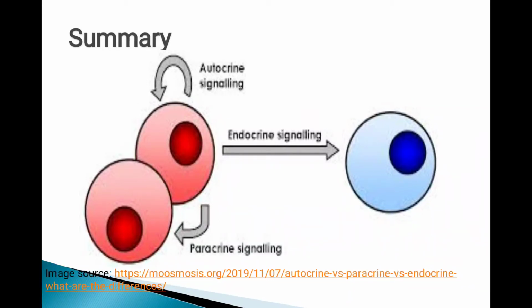The second is paracrine signaling, in which the sender cell sends a message to a neighboring cell. And the third kind of signaling is endocrine signaling, in which there is a long distance or gap between two cells, that is, the sender cell as well as the receiver cell.